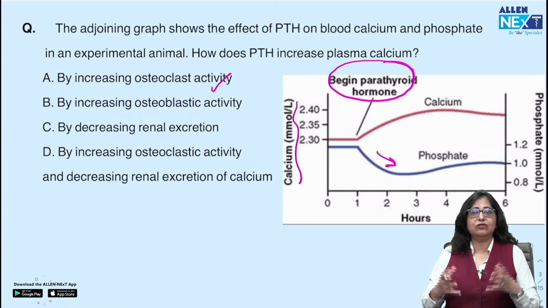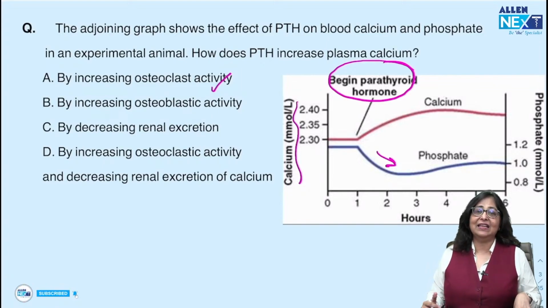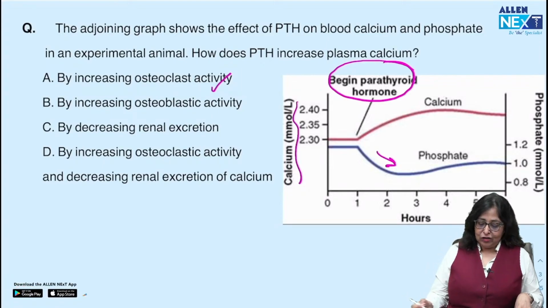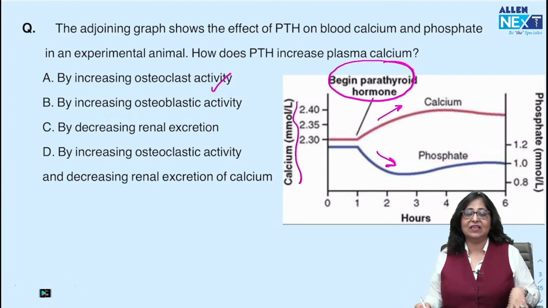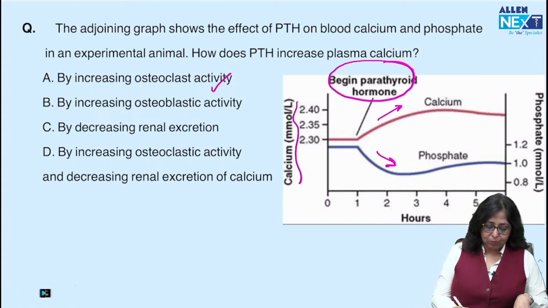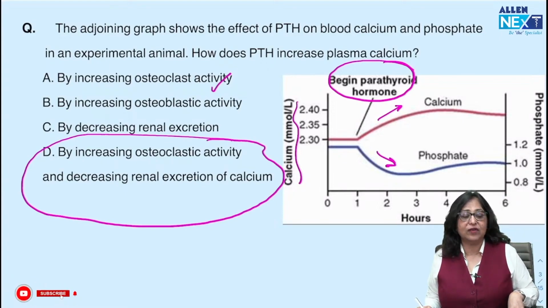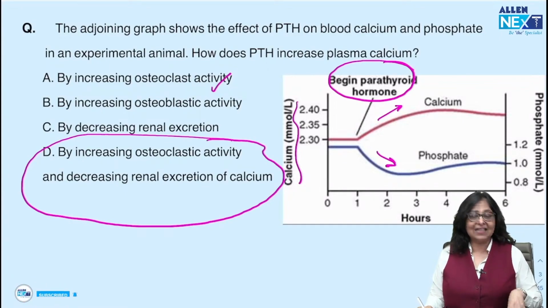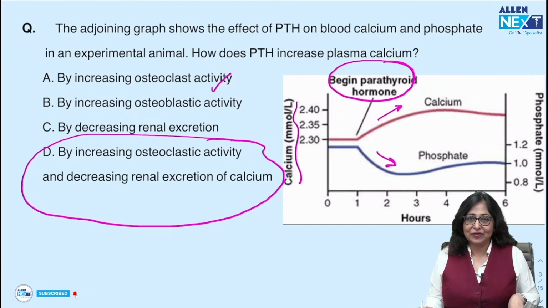And how does it increase the calcium level? It causes increased calcium reabsorption in the DCT, right? So it increases the calcium reabsorption or reduces the renal excretion of calcium. So there was one option where both, by increasing the osteoclastic activity and decreasing the renal excretion of calcium, were given, so that is the answer to this question. I'm sure most of you should have got this right.